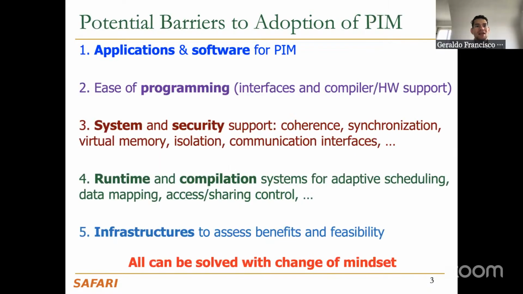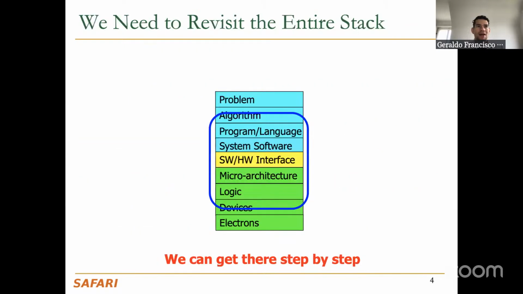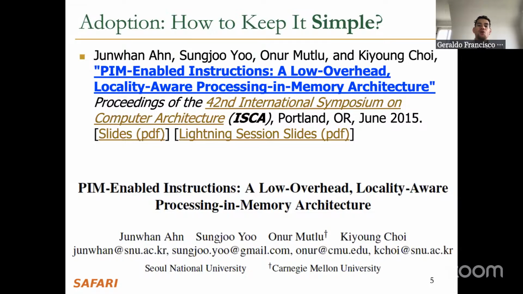So all of this can be achieved if you change our mindsets. And if you look at the computer architecture stack, as I mentioned, we need to go step by step across each level of the computer architecture stack so that we can address the integration challenge the processing memory solutions might pose to current systems. So I'm going to highlight briefly several of our attempts in SAFARI to try to deal with these processing memory system integration problems.